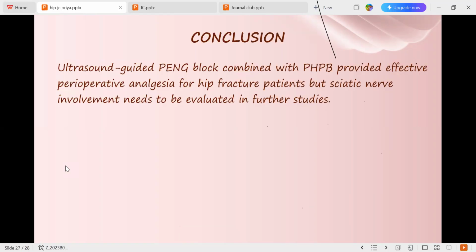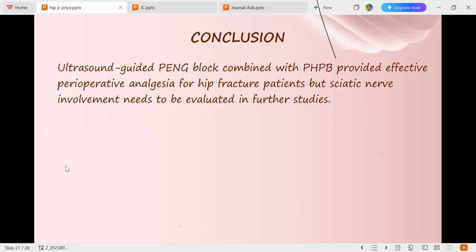Right. In that case, Dr. Priya, it was a nice presentation. You have covered most of the topics discussed in the article. But tell me, how did they position these patients? Isn't it a little odd? What is your thought on that?